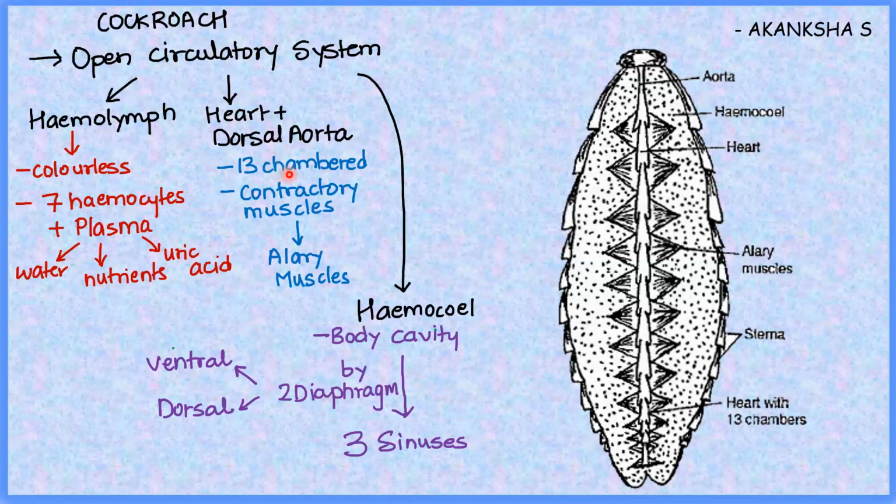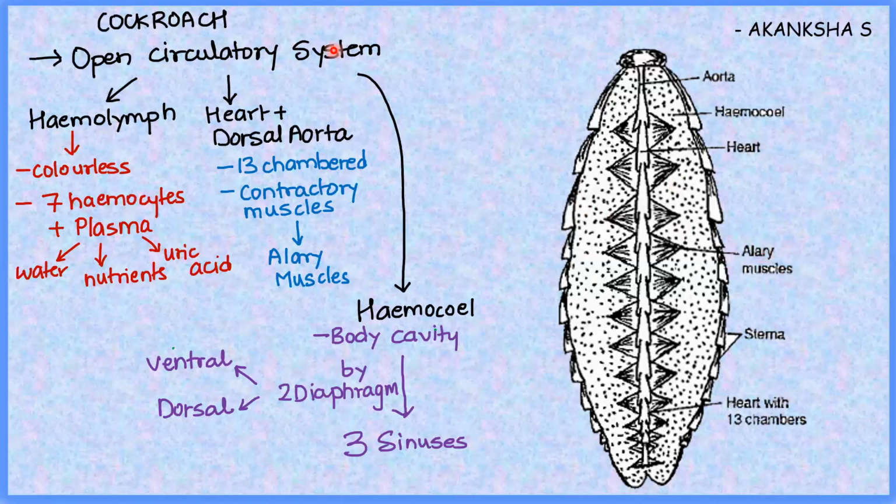Another part of this circulatory system is the heart and dorsal aorta. The heart of the cockroach is 13 chambered. These small bulges that you see are the heart chambers. Unlike our heart, which is situated on the upper side of the body as an organ, the cockroach does not have such an organ. It rather has chambers of the heart: 1, 2, 3, 4, 5, 6, 7, 8, 9, 10, 11, 12, and 13. A 13 chambered heart. There are muscles which help in the contraction and relaxation of the heart. These muscles, which look like triangular papillae, are called alary muscles.